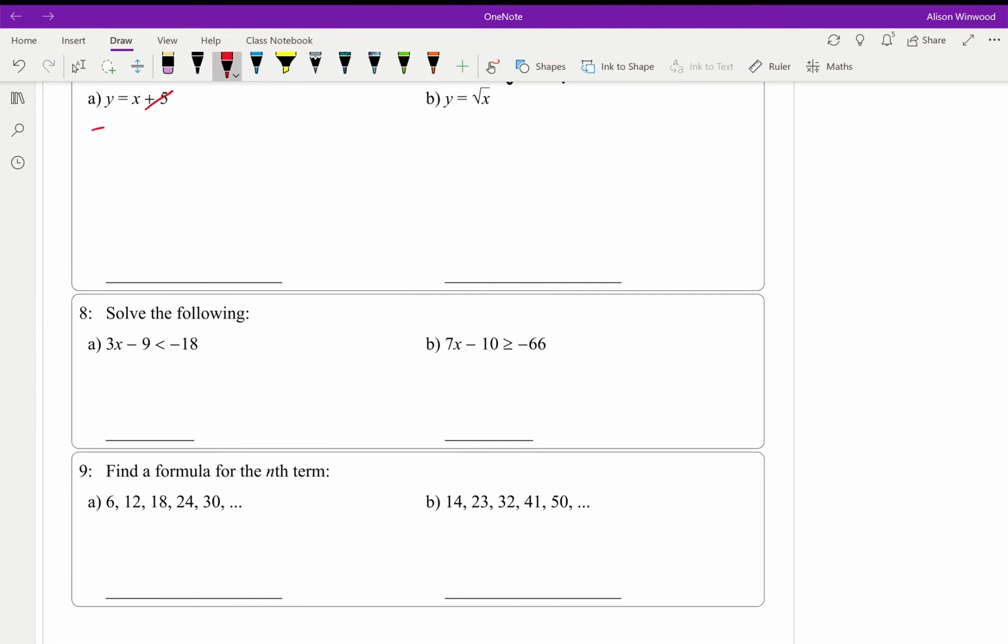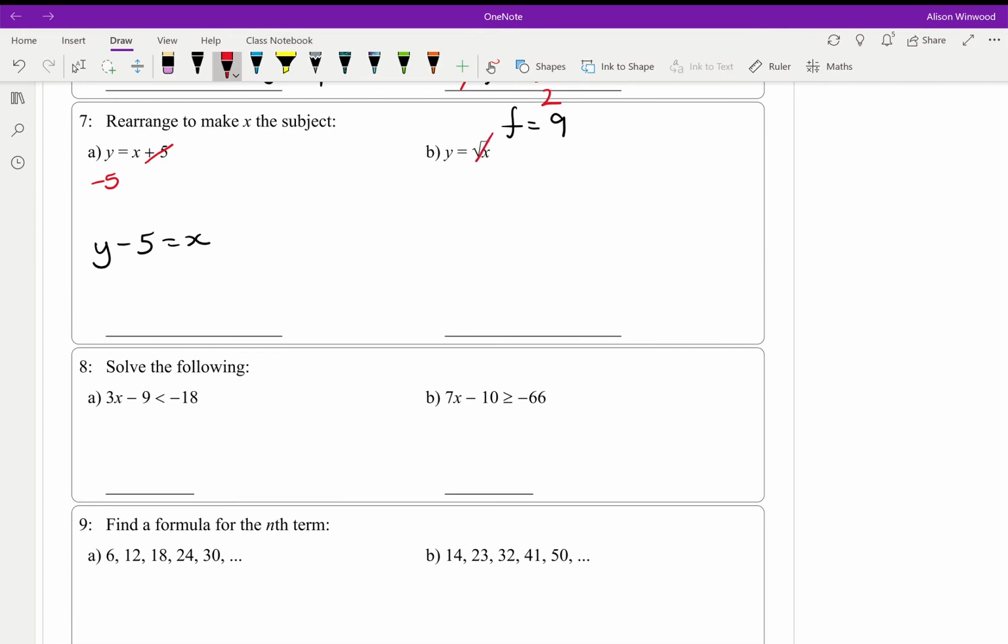Inverse of add 5 is subtract 5. Inverse of square root is square.